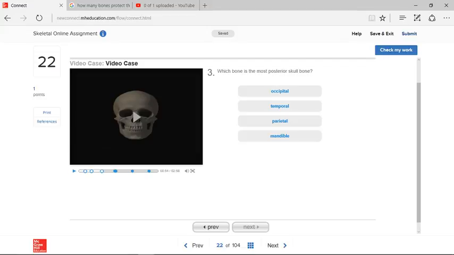Which bone is the most posterior skull bone? There we go. Posterior, what does that mean? That means back, right? So we're going to do that. Occipital, you want the back of the skull. I basically just said the answer right there.